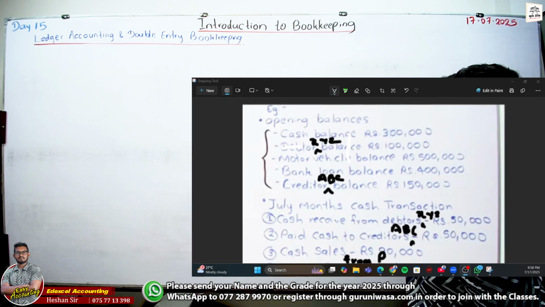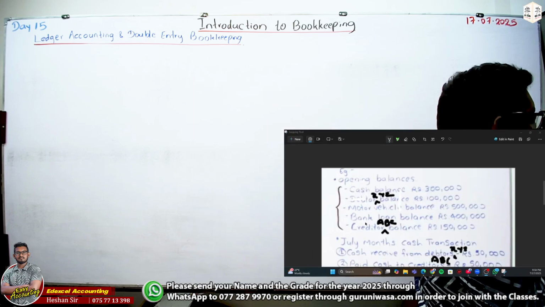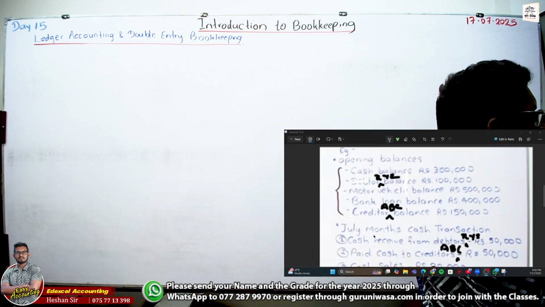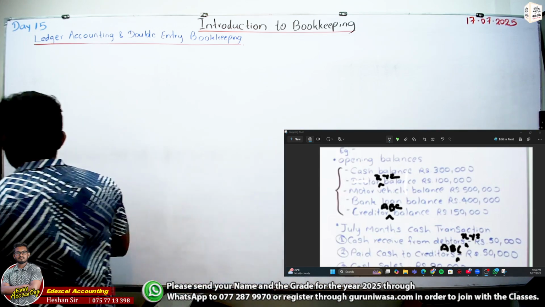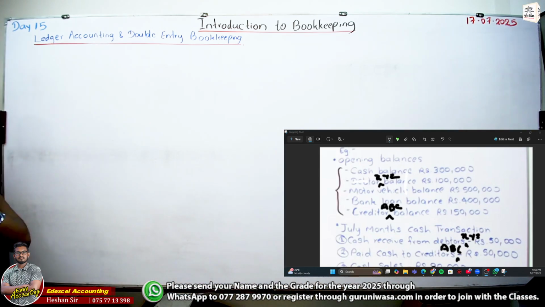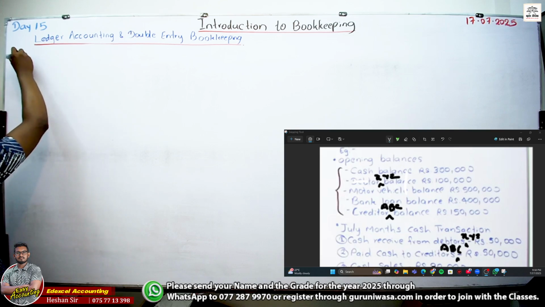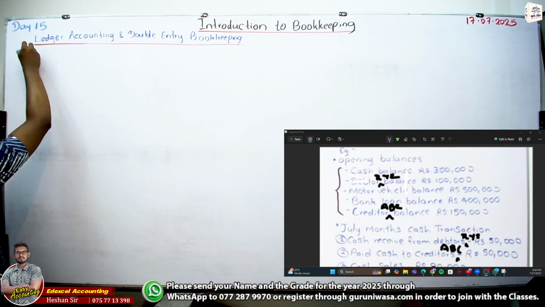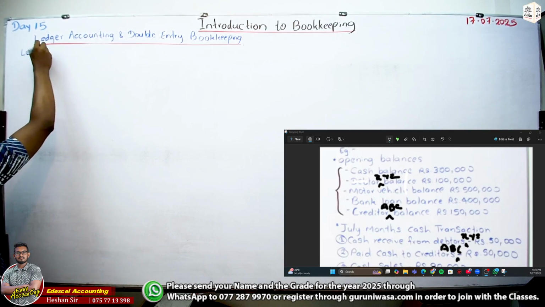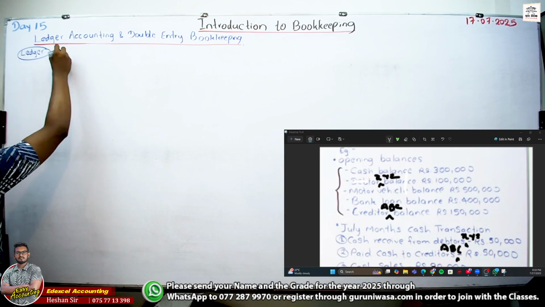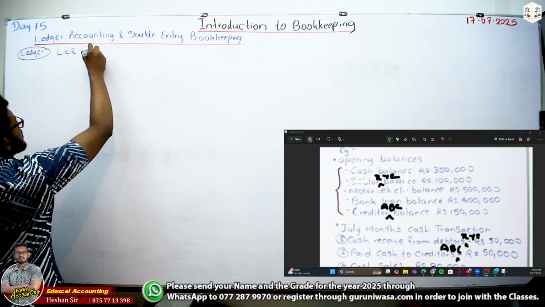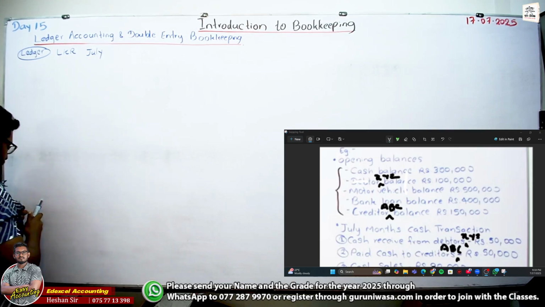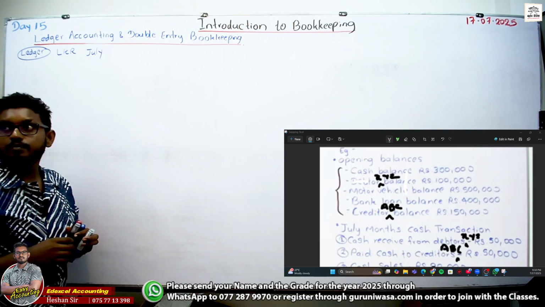Now let's start from here. You can see I have given you the opening balances. So we need to have the ledger accounts. The place where we maintain all the ledger accounts is the term we call the ledger, or the general ledger. Just write the heading and LKR. So this is July month transaction. First of all, these are balances.